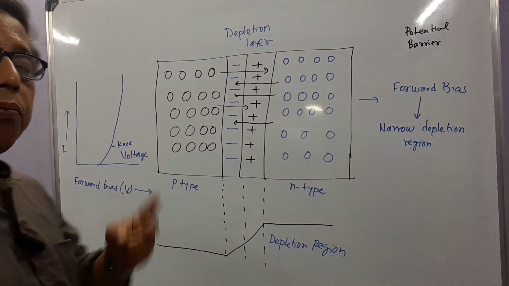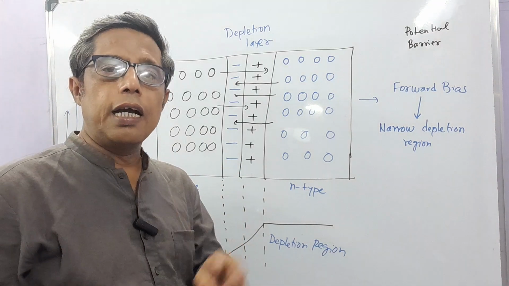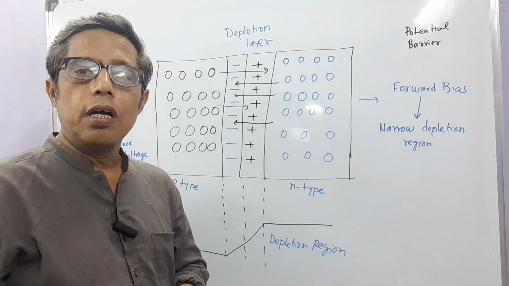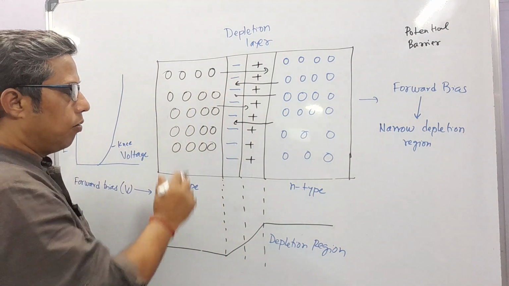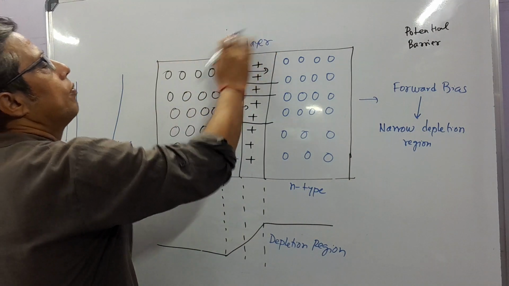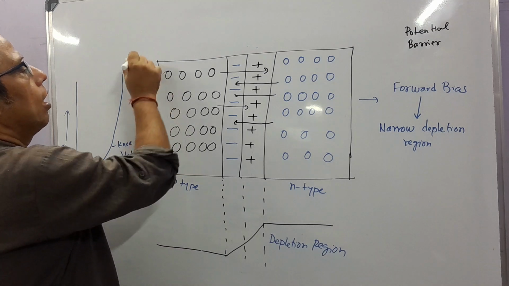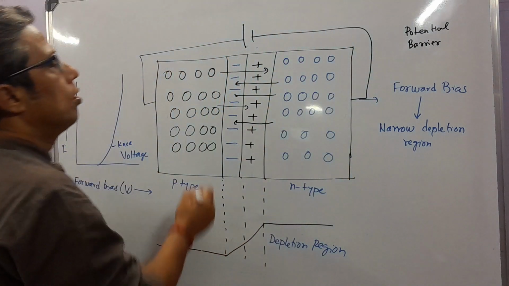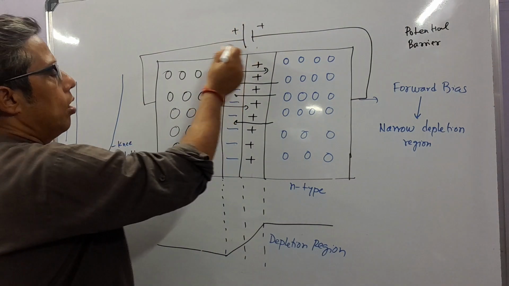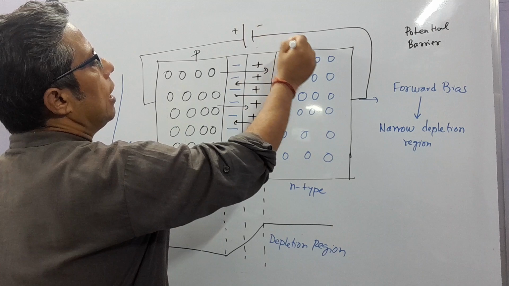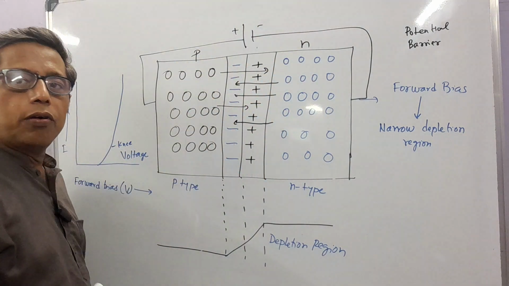Now we have two options, forward bias and reverse bias. I will describe the forward bias today. In this PN junction, if we add a battery like this, the plus terminal is joined to the p-type and the minus terminal is joined to the n-type.